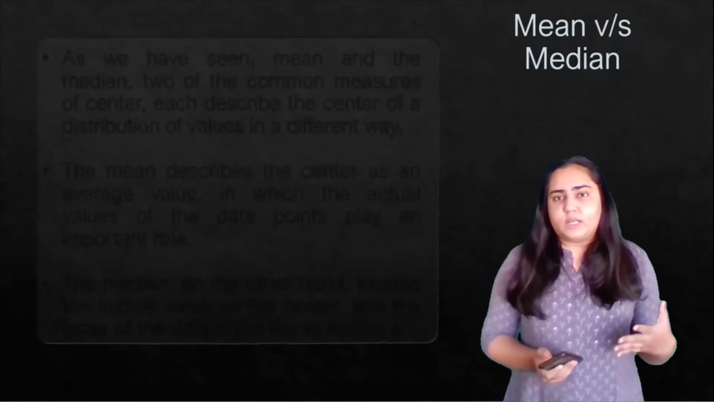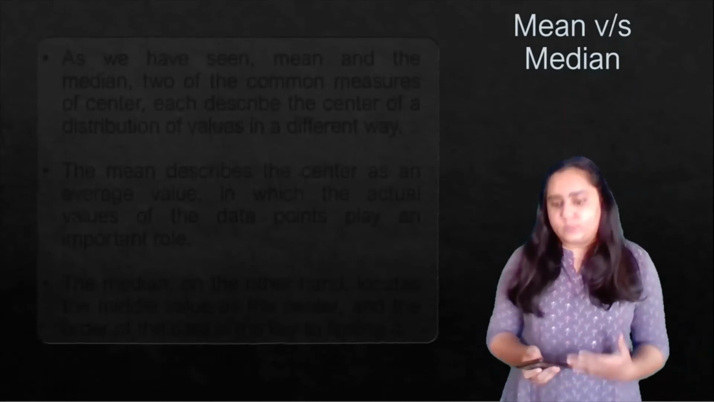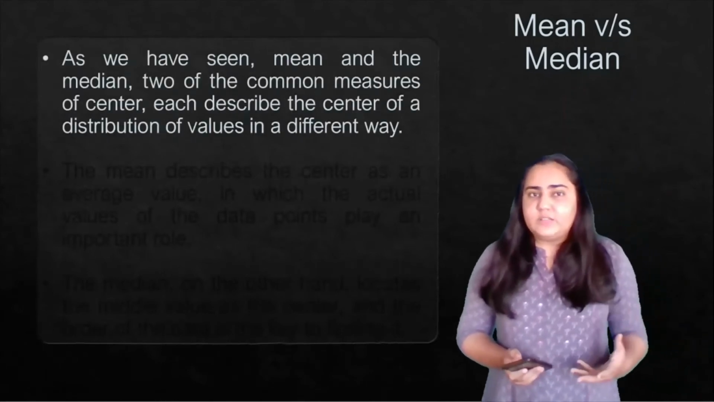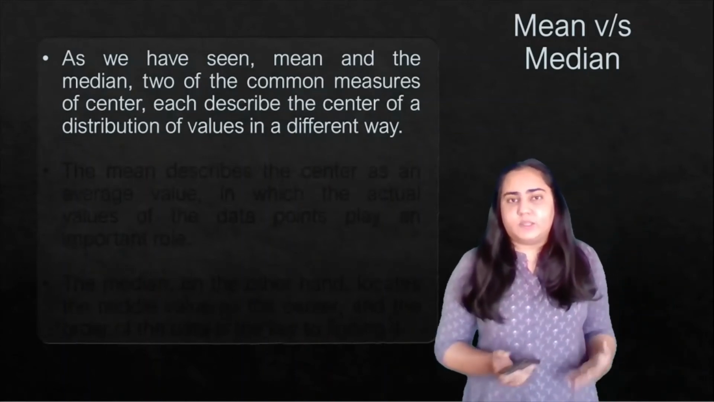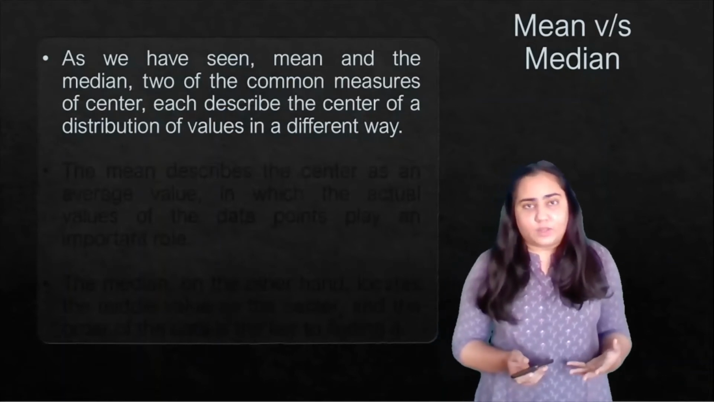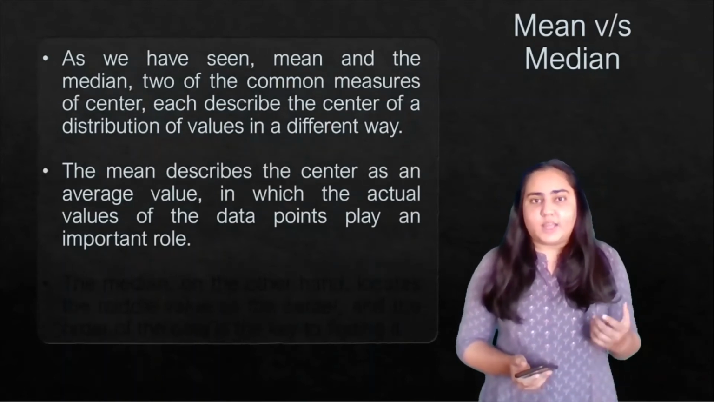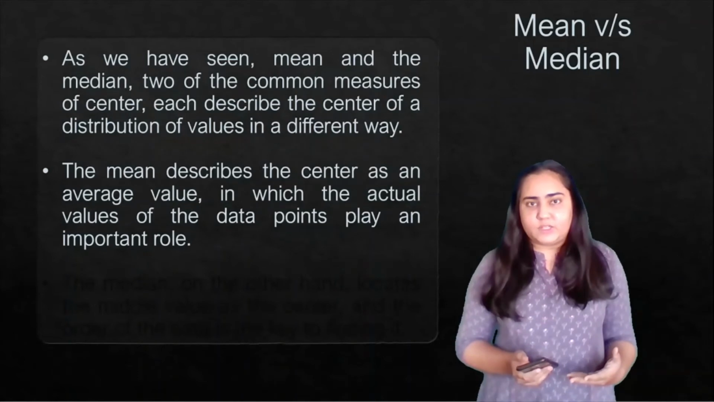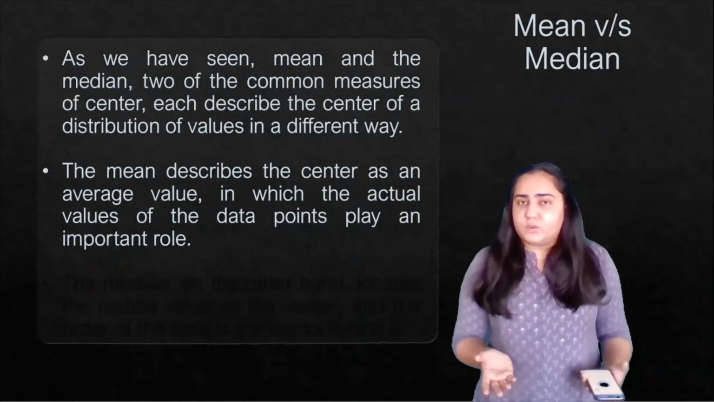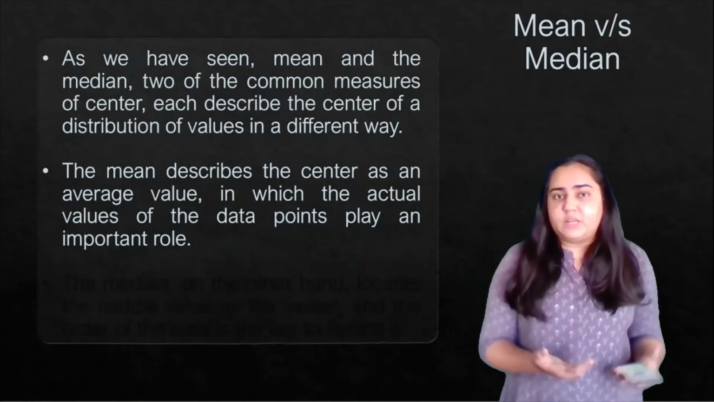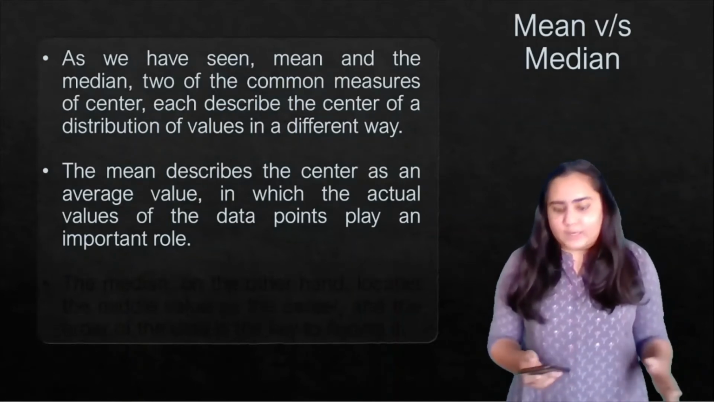Now let's see what is mean versus median. When should you use mean and when should you use median? So we have seen that mean and median are two most common measures of center, and each can describe the center of a distribution of values in a different way. So the mean describes the center as an average value in which the actual values of the data points play an important role. If there's a fluctuation in the values, then obviously mean will get affected by this because it's an average and it considers all the values.